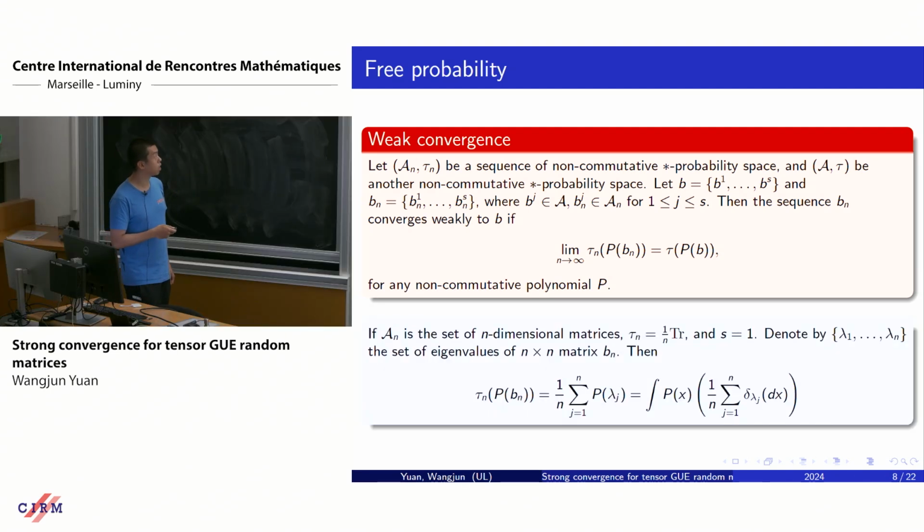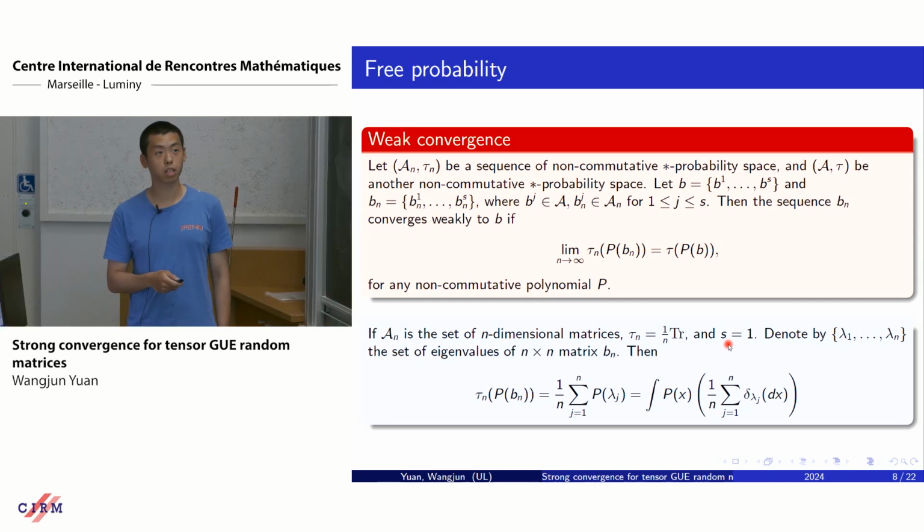Now here is a small relationship between this definition and some terminologies in random matrix. So if we still choose An to be the set of n-dimensional matrices, and tau n is the normalized trace, and for simplicity, I choose s to be 1. That's we only consider one element. And I denote lambda 1 to lambda n to be the eigenvalues of the n by n matrix Bn. In this case, the tau n of P of Bn is actually the average of the P at the eigenvalues of Bn.